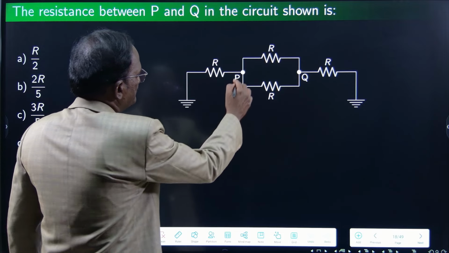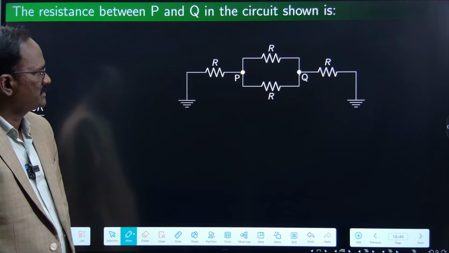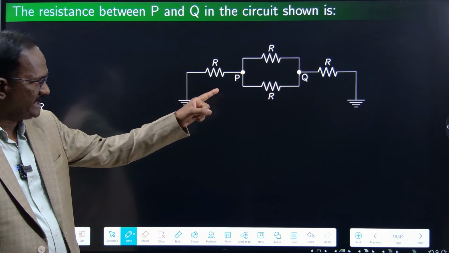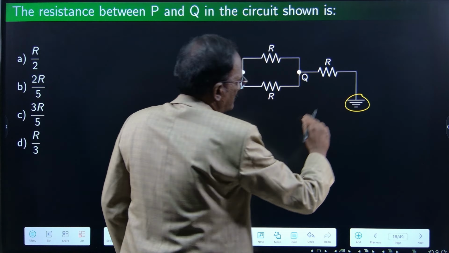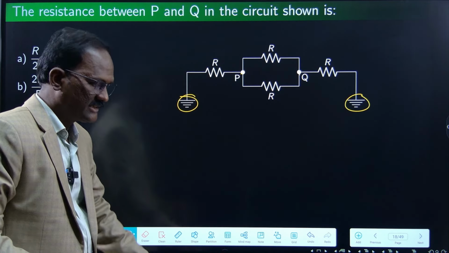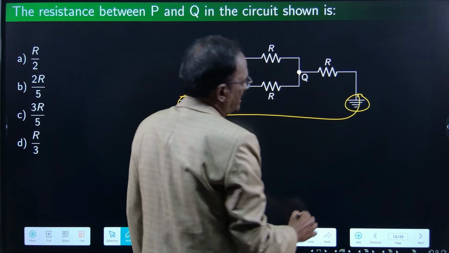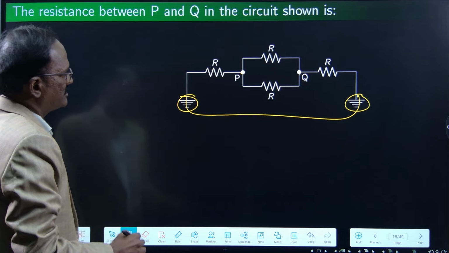P and Q. Right? So it is not an open circuit. This is not an open end. This is the earth symbol, so at the two ends it is grounded. That means, as we have studied, earth is also a conductor. This way it is closed. Right? This way it is closed.